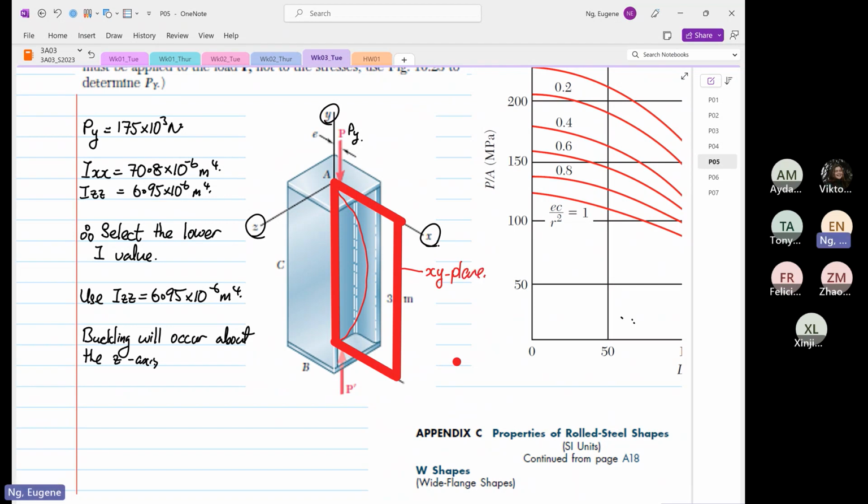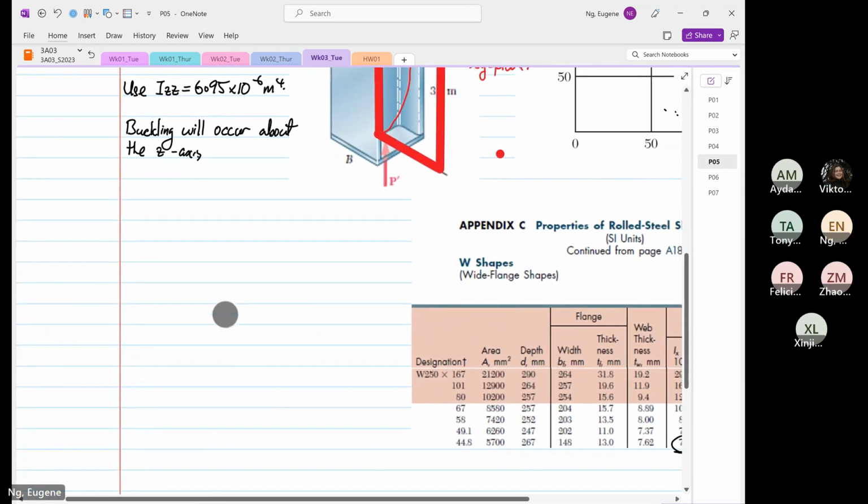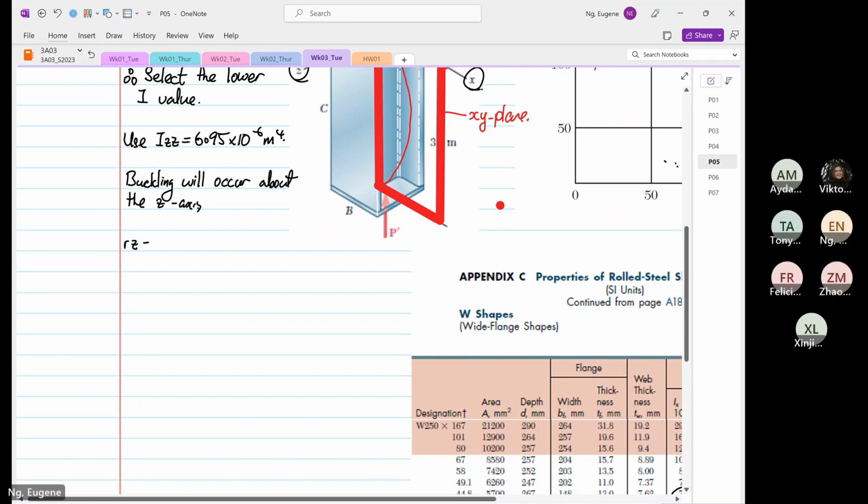Okay, so buckling will occur about our z-axis because the IZZ is equal to 6.95, or I put down here, use lower, select the lower I, did right before already. So when that's the case, we also know our RZ is equal to 34.9. So you don't need to calculate. It's okay. So we know that our RZ is equal to 34.8 times 10 to the power minus 3 meters. Okay, so these are from the table.